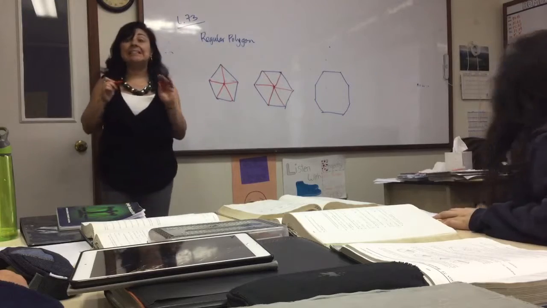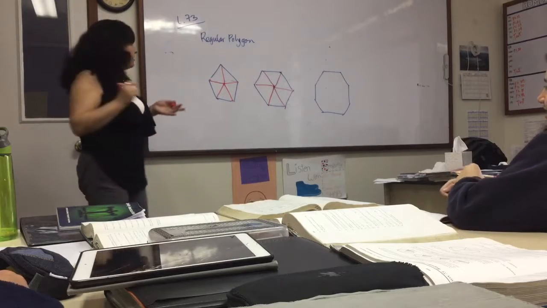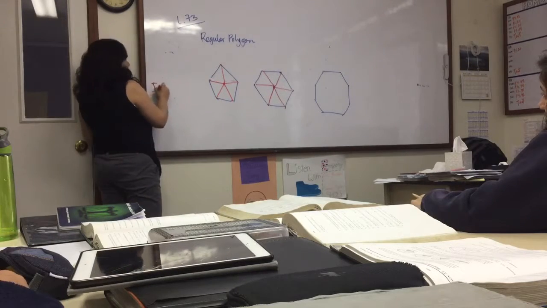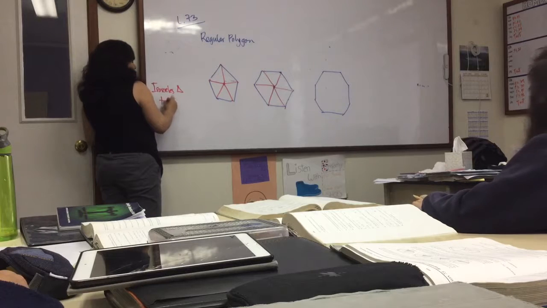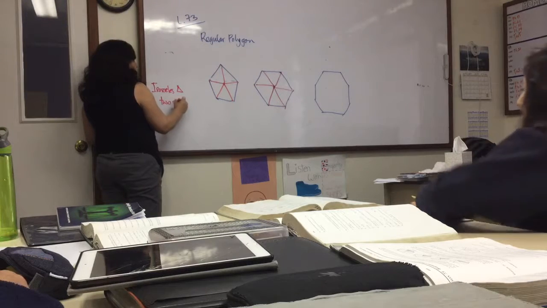And they're all going to be at least isosceles. What's an isosceles triangle? Just remind me. A triangle with the same sides. Two sides are the same. Two sides are equal.